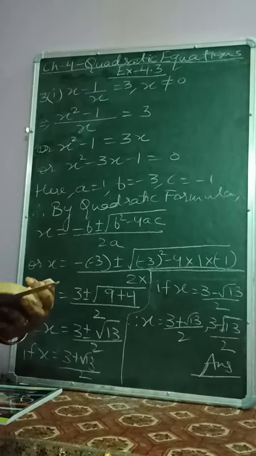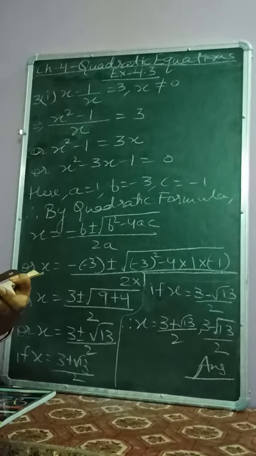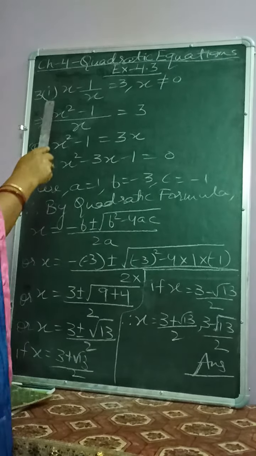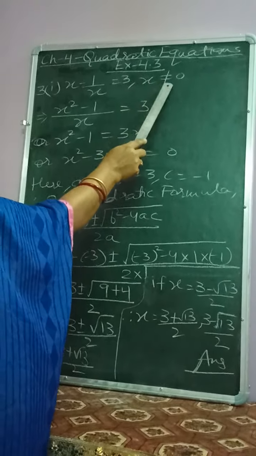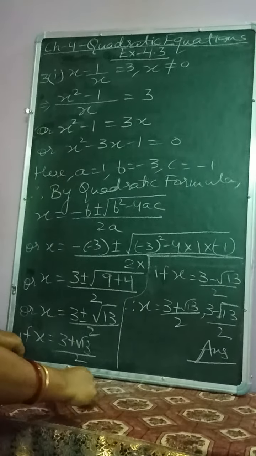Now let us do exercise 4.3, question number 3. Find the roots of the following equations. So the first part is x minus 1 upon x is equal to 3, where x is not equal to 0. So we have to solve it and find the roots.